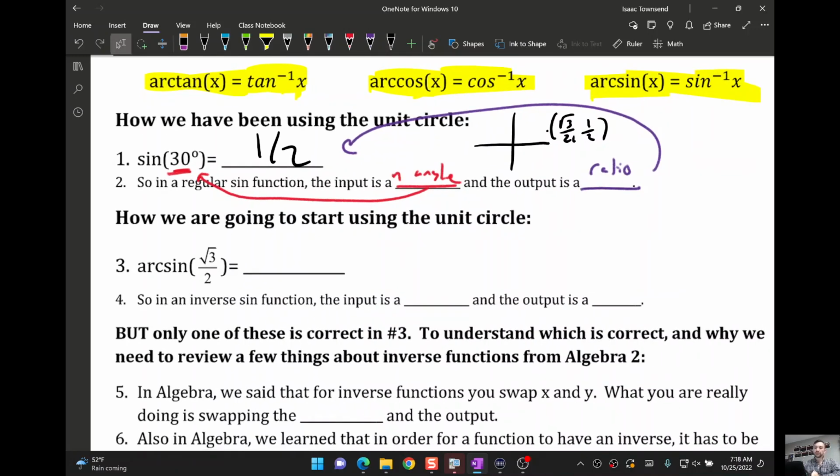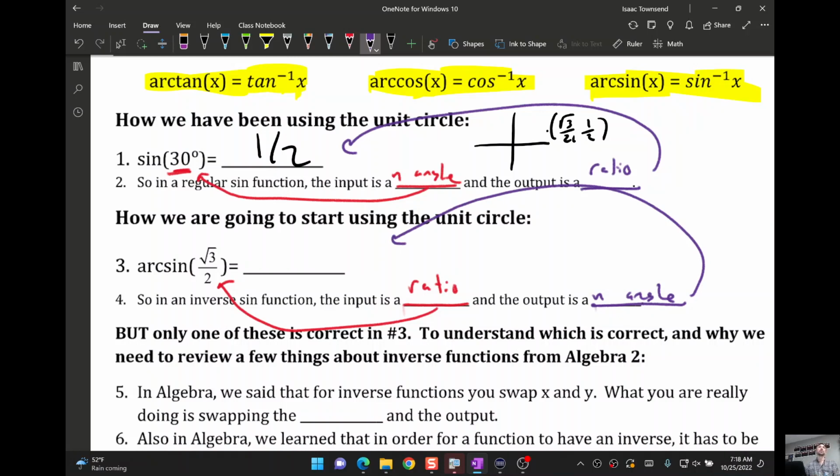But with inverse trig functions, inverse just means that you're swapping input with output. So now the input is going to be the ratio, and our output is going to be an angle. So we're giving you the opposite information and expecting the opposite information, but it's still the same old unit circle. So this question, the 5-second description of it, it's deeper than this. We'll have to come back to question 3 when we're done with this page.